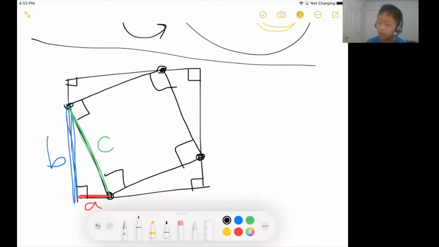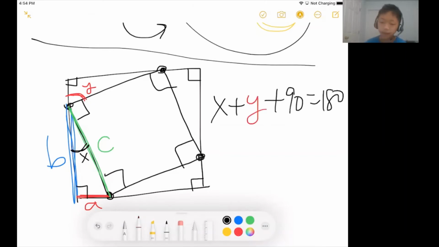So now if we call this angle X, and let's call this angle Y, then we can say X plus Y plus 90 degrees has to equal 180 degrees, right? Because this is a straight line. So X plus 90 degrees plus Y must equal 180 degrees. So that tells us that X plus Y has to equal 90 degrees. So that allows us to conclude that this angle here is also X.